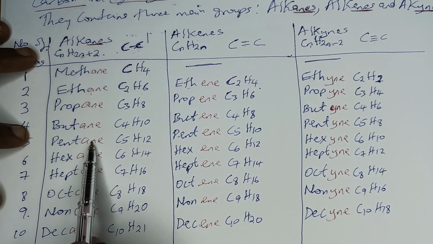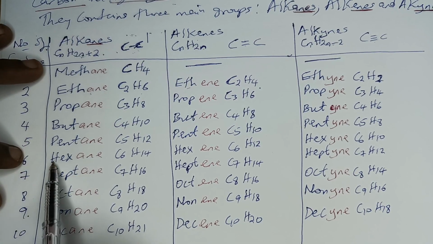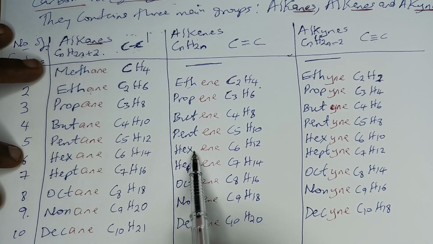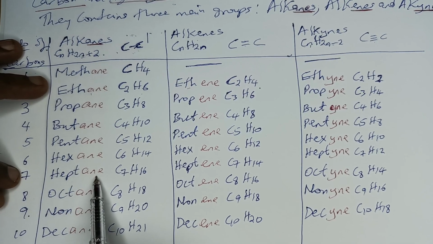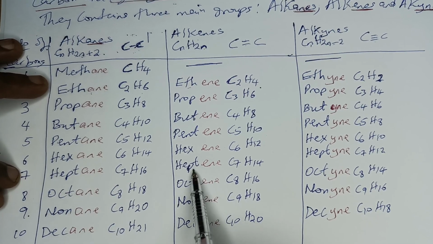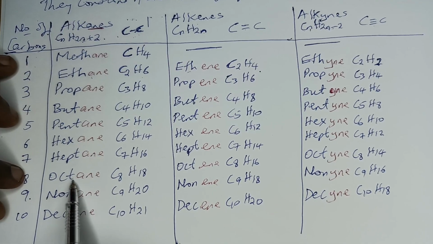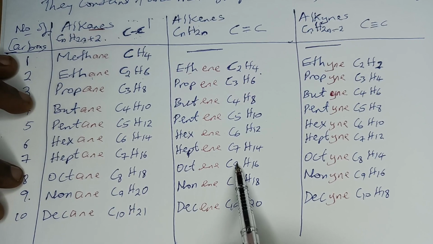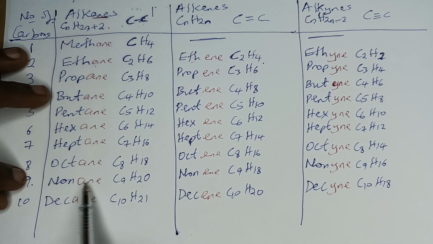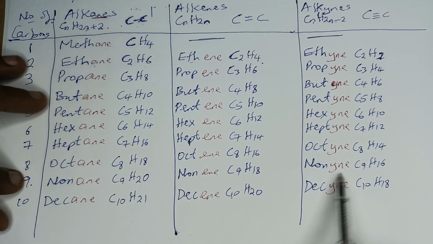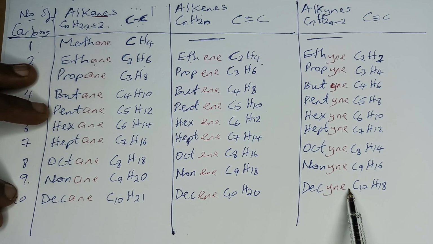When it is 5, it is pentane, pentene, pentyl. When it is 6, it is hexane, hexene, hexyne. When it is 7, it is heptane, hept for 7, heptene, heptyl. When it is 8, that's octane, octyl. When it is 9, it is nonane, nonene, and nonyne. When it is 10, it is decane, decene, and decyl.